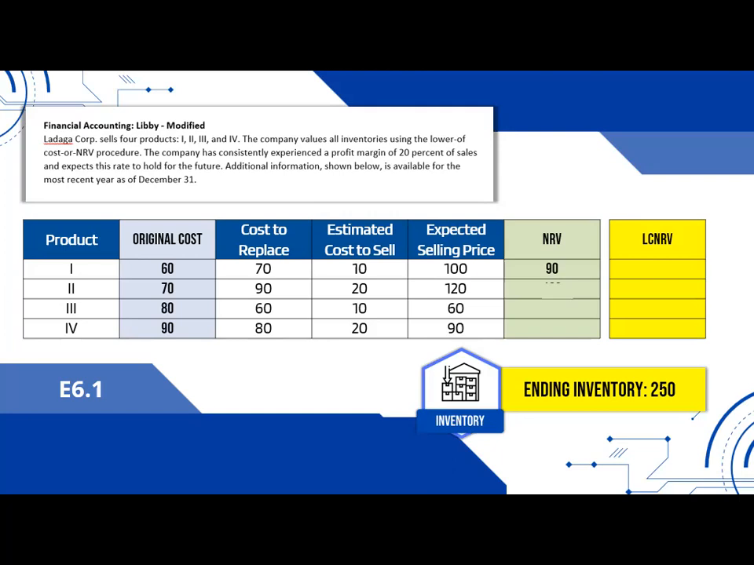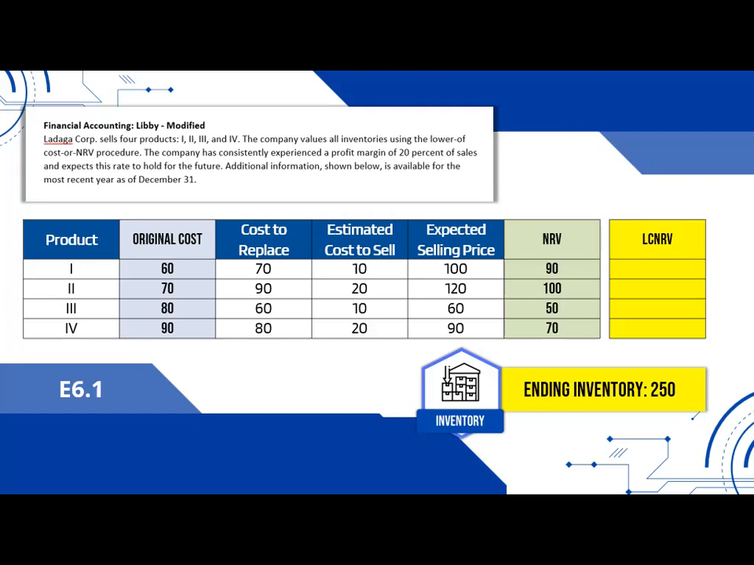Ano yung mas lower? 60 or 90? 60. So, sorry. Isa-isahin pa lang natin. Next, ano yung NRV ni product 2? 120 estimated selling price minus estimated cost to complete, wala. Minus estimated cost to sell of 20. 120 minus 20, 100. Next, ano yung NRV nito? 60 minus 10, 50. 90 minus 20, 70.